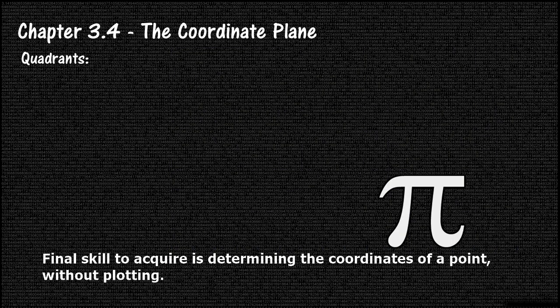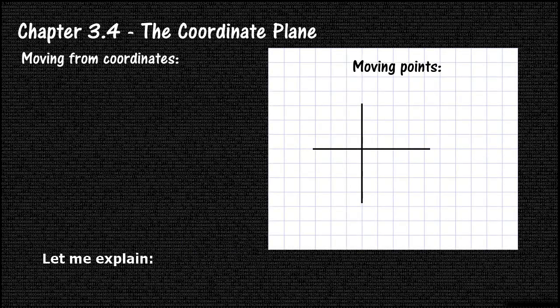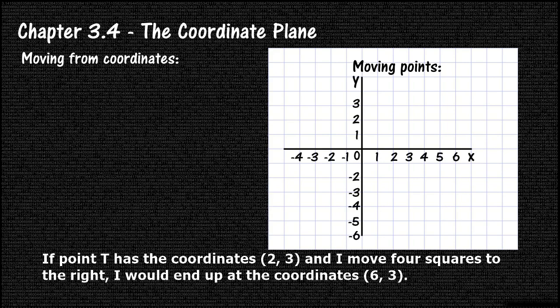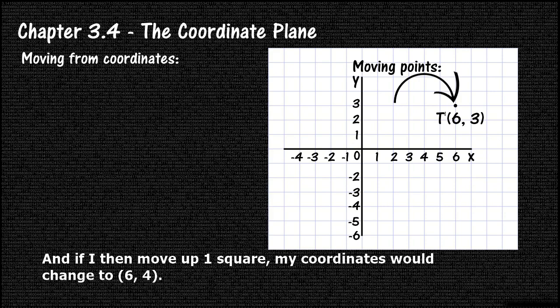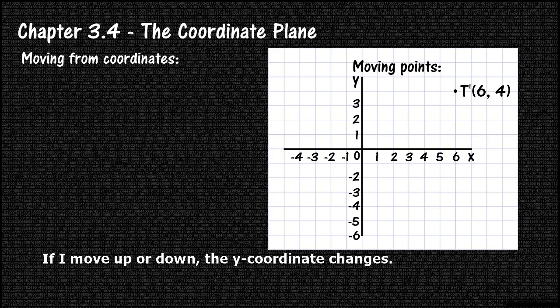Final skill to acquire is determining the coordinates of a point without plotting. Let me explain. If point T has the coordinates (2,3) and I move it 4 squares to the right, I end up with the coordinates (6,3). And if I move up 1 square, my coordinates would change to (6,4). As the first number in the coordinates is the location on the x-axis, the first number only changes when I move left or right. If I move up or down, the y-coordinates change.